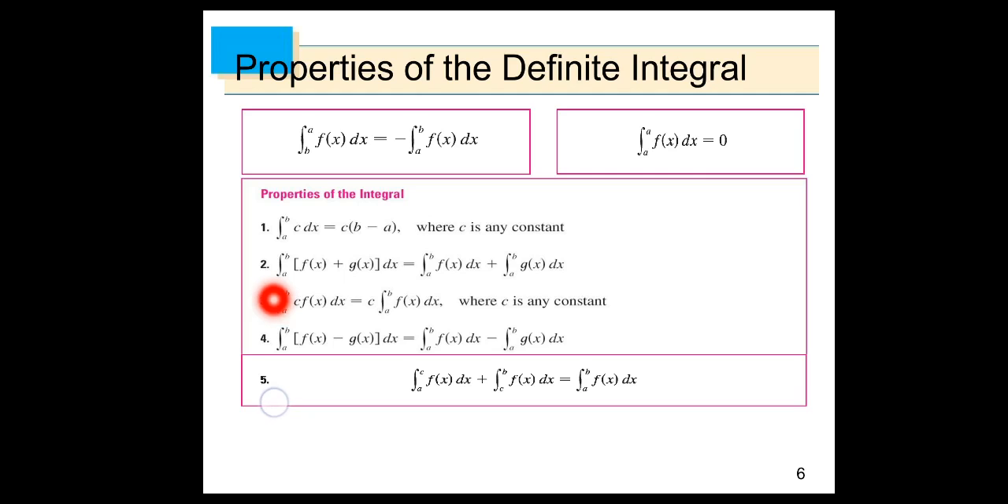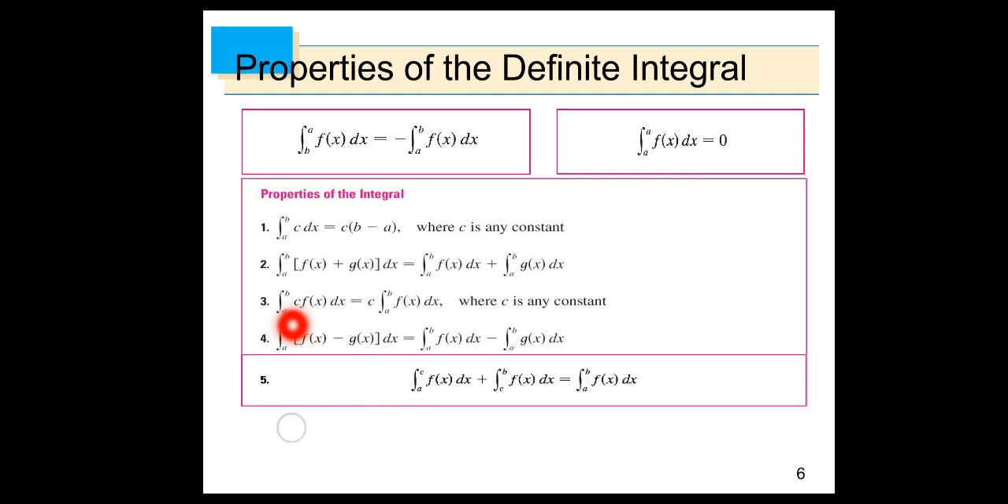All right, now there is another property of our definite integral, which is the integral from a to b of f of x plus g of x dx is equal to the integral from a to b of f of x dx plus the integral from a to b of g of x dx. Now this could be called the additive property of our integral. Then there is another property, which is the integral from a to b of c multiplied by f of x dx is equal to c times the integral from a to b of f of x dx.